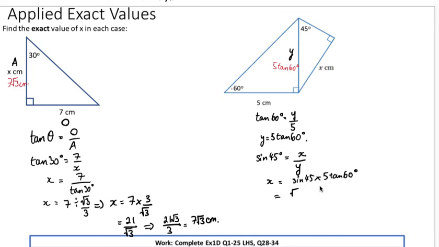And let's bring together our surds. Root 2 times root 3 is root 6, which can't be simplified. And we've got 5 divided by 2, and we'll just keep that as 5 divided by 2, can't be simplified. So x is equal to 5 root 6 on 2 centimetres. There's our final answer.